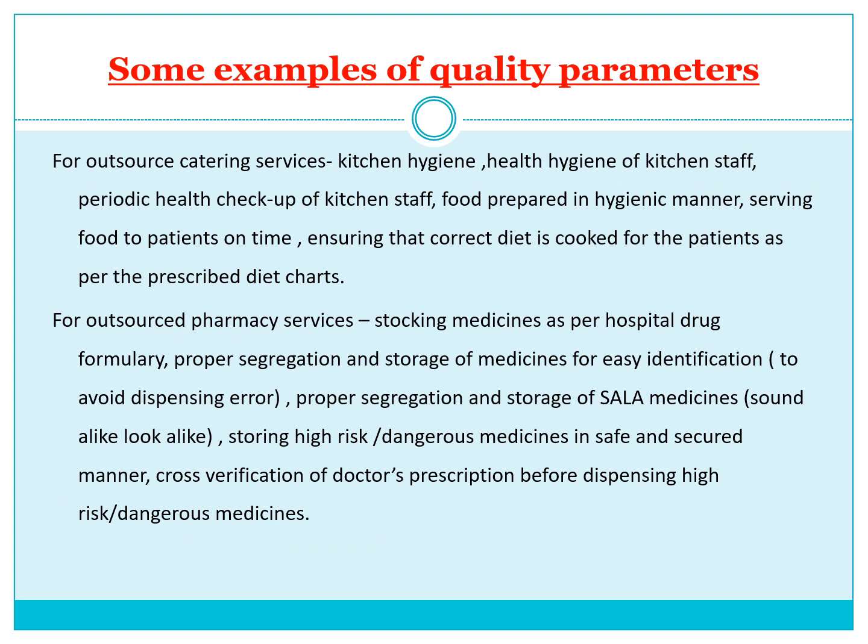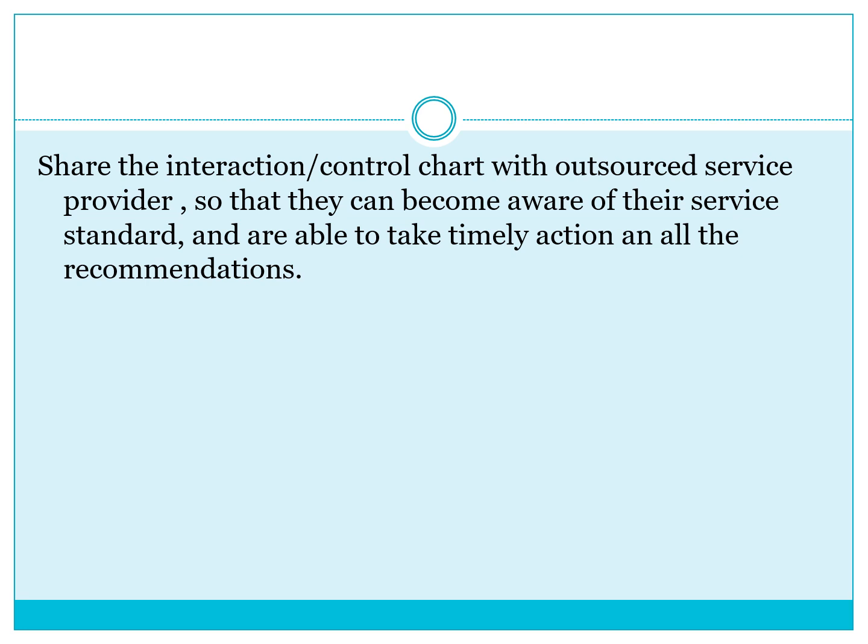For outsourced catering services, the parameters include kitchen hygiene, periodic health checkups of kitchen staff, and ensuring that the correct diet is given to all the patients. For outsourced pharmacy services, stocking medicine as per the hospital drug formulary and proper segregation. Other such parameters should be defined. Share the interaction charts with the outsourced providers so that they can become aware of the service standards and are able to take timely action on all the recommendations.